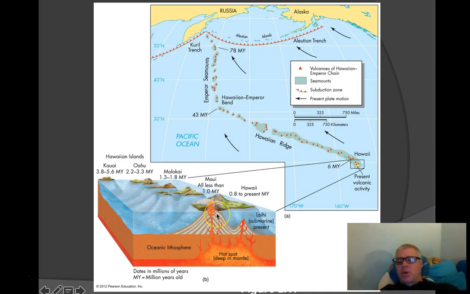Kilauea has been erupting continuously since 1983. But as you go down the island chain, the islands get older and older. Maui is about 1 million years old, Molokai about 1.3, Oahu 2 to 3 million years old, Kauai, etc. And if you remember, Kauai used to be over here, over this hot spot, but the plate has moved. How long has this been going on?